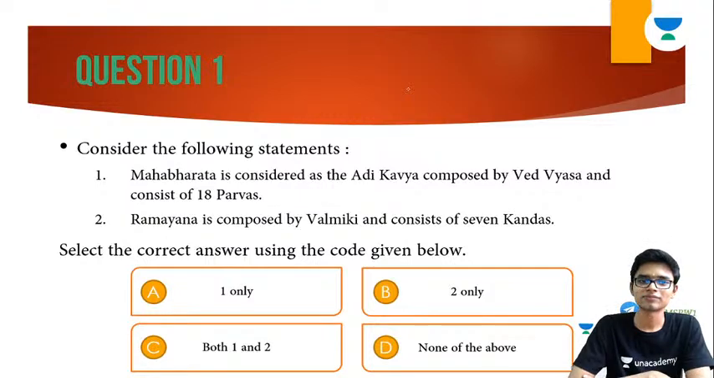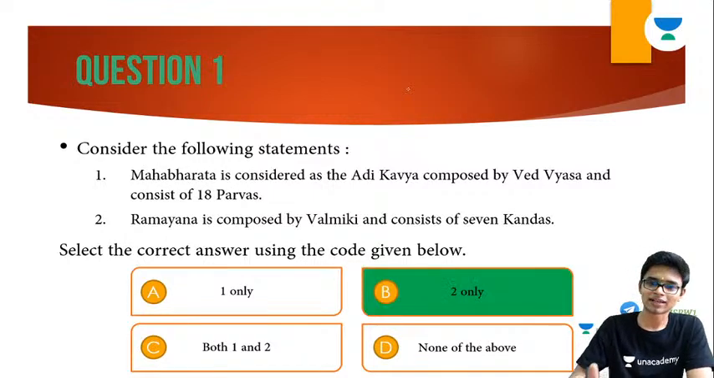Any idea? First question. Lipsa is guessing it is B. Satya is also going with B. Yes, very good, both of you. Correct answer, option B. Mahabharata is considered as Adikavya, composed by Vedavyasa and consists of 18 parvas.